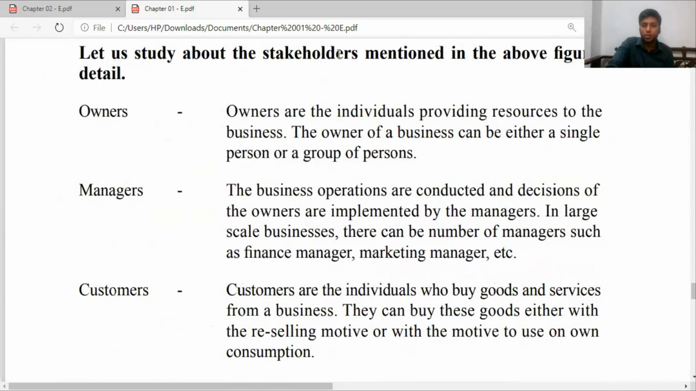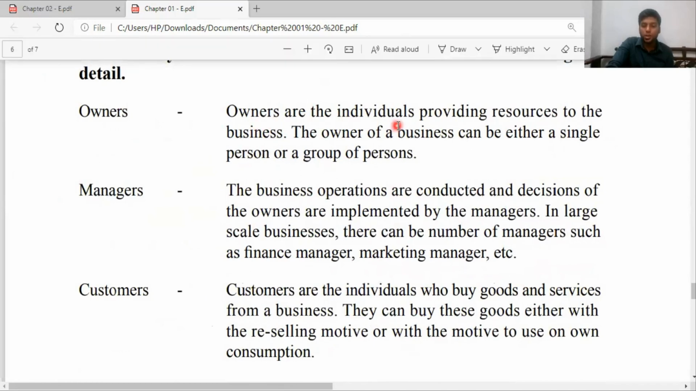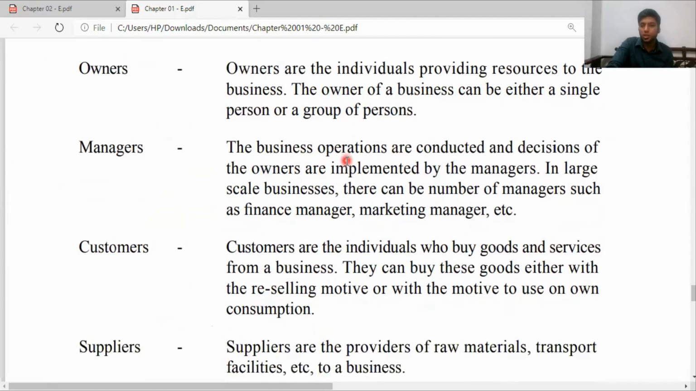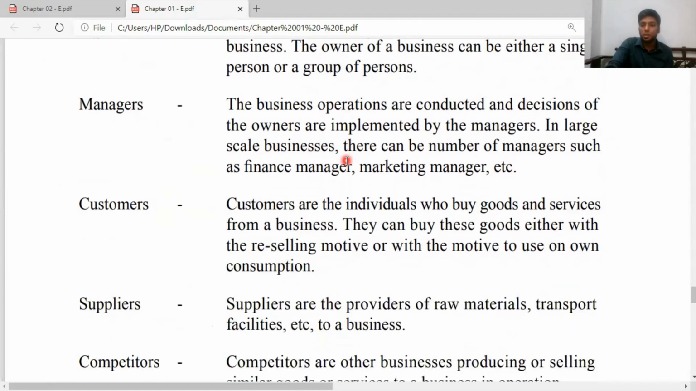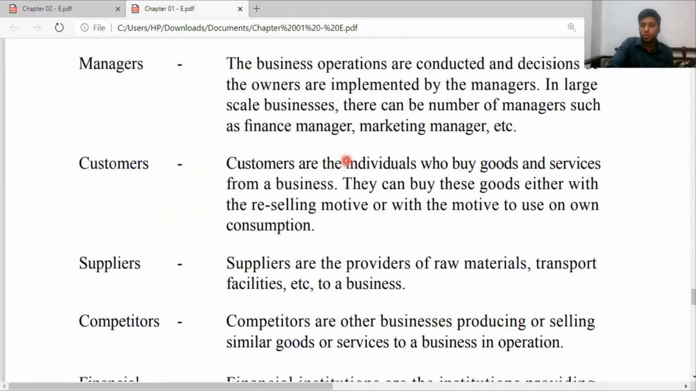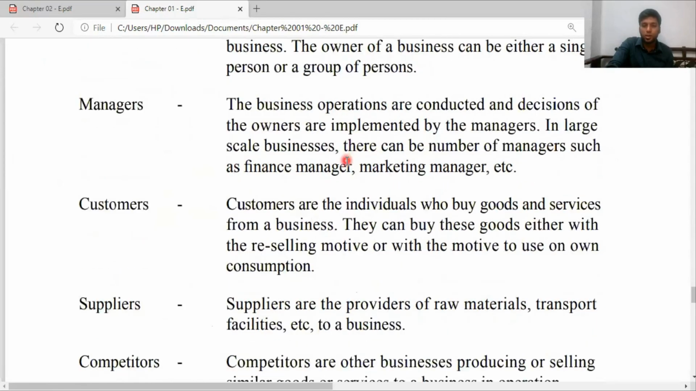I'll read it for you for your easy convenience. Owners are individuals providing resources to the business. The owner of a business can either be a single person or a group of persons. If it is a group of persons, then of course it can be a partner, a sole proprietor, or else we can say it as shareholder, because we will study this in business organization.